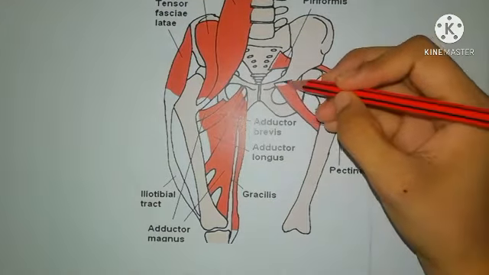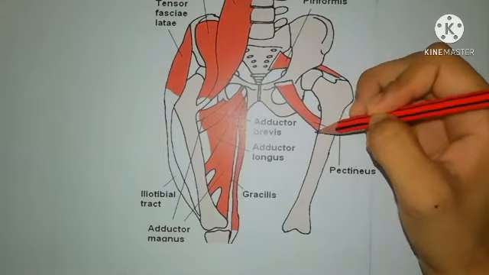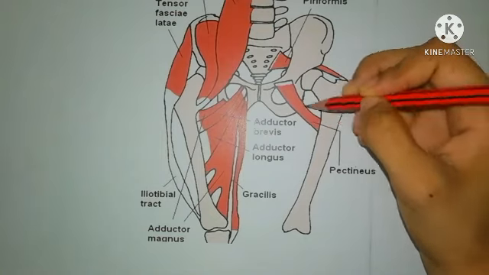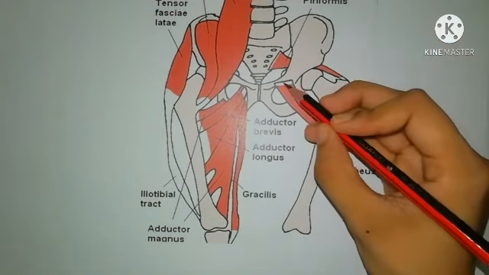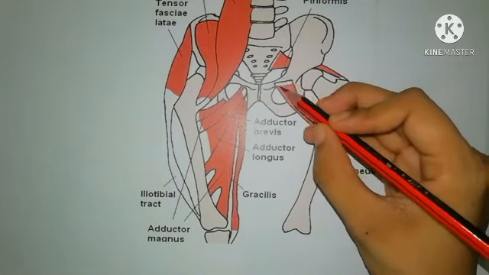Pectineus, this is the muscle. Pectineus is a flat quadrilateral muscle. It forms part of the floor of the femoral triangle. Origin of this muscle is from the ramus of the pubis.